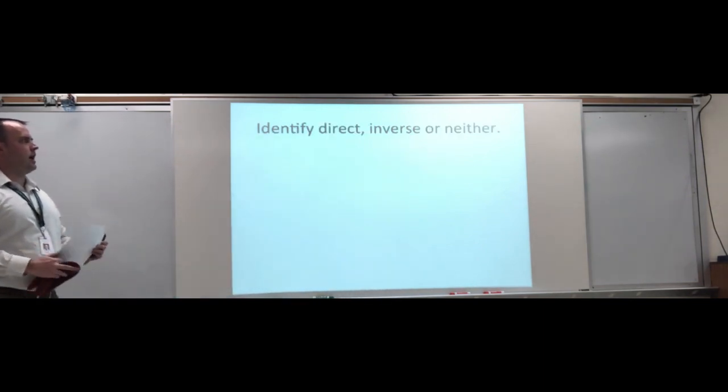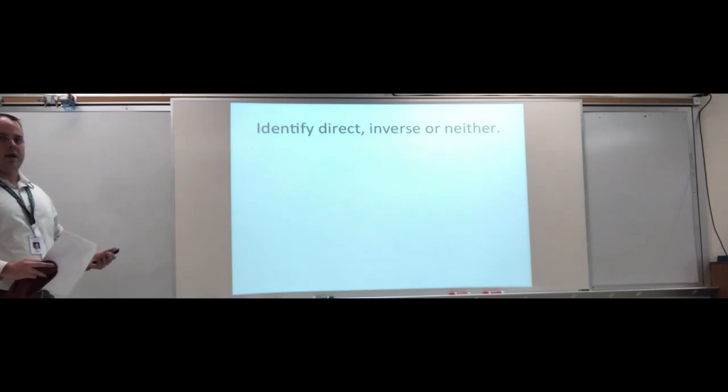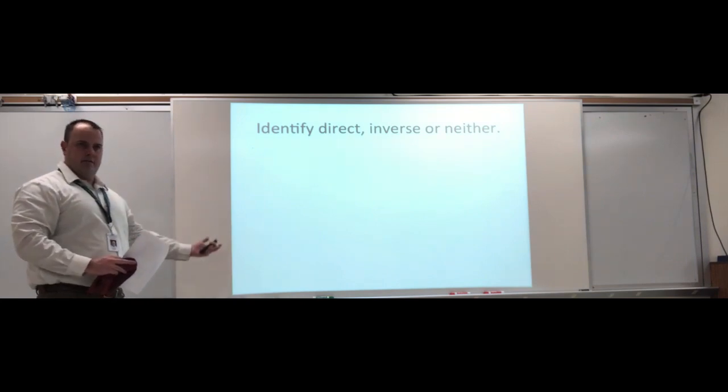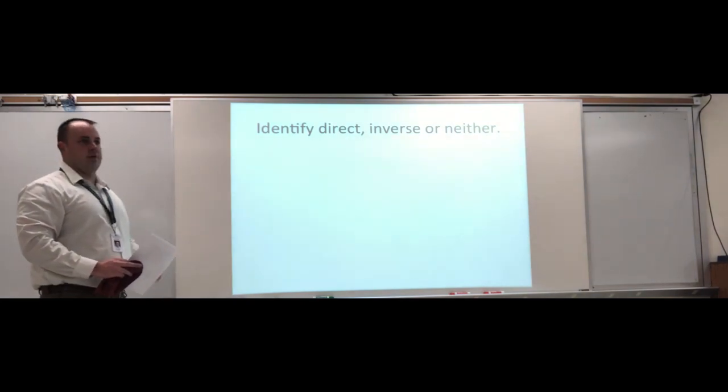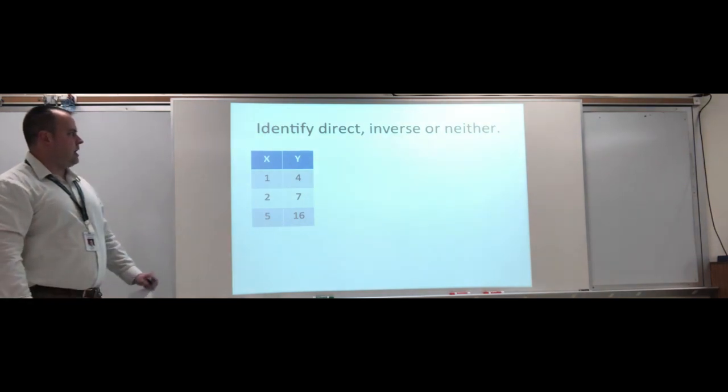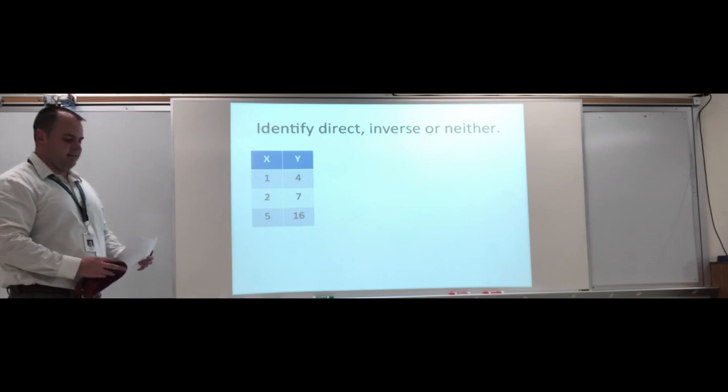Okay, there's the question. Now we have identify direct, inverse, or neither. So now we're going to be looking at different relationships, and not really saying verify if it's direct or verify if it's inverse. I'm just going to give you the table and say, find what kind of variation it is. So we have, in this case, x and y. We have x being 1, 2, 5, and y being 4, 7, and 16.